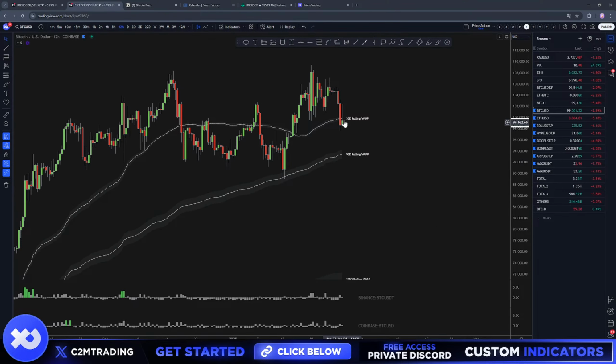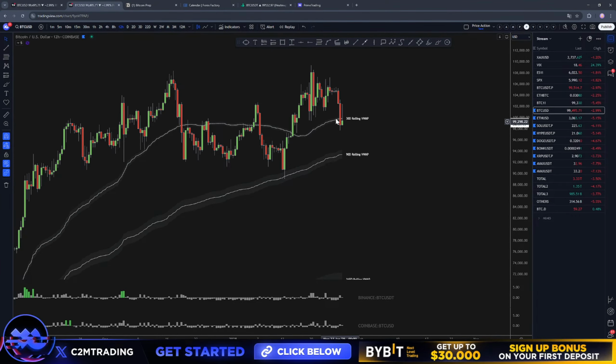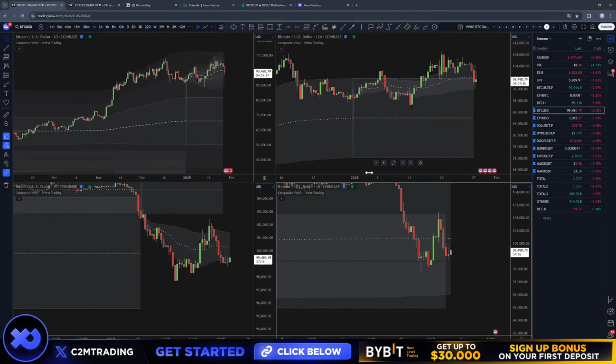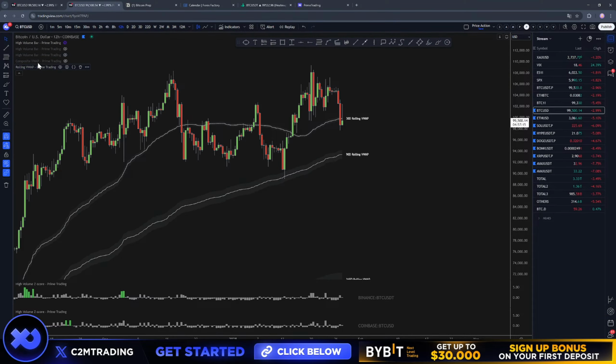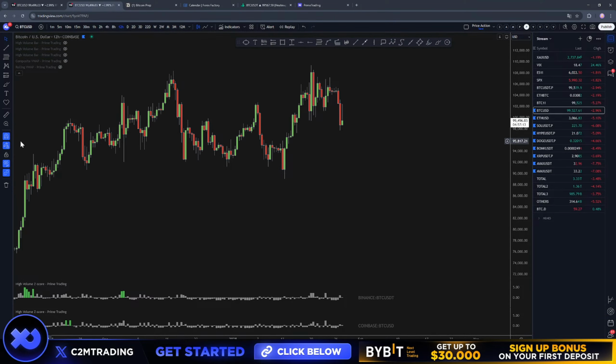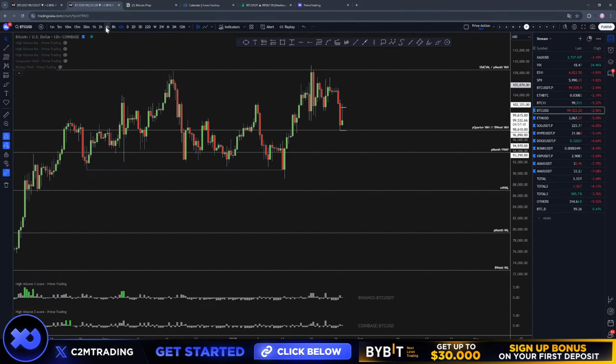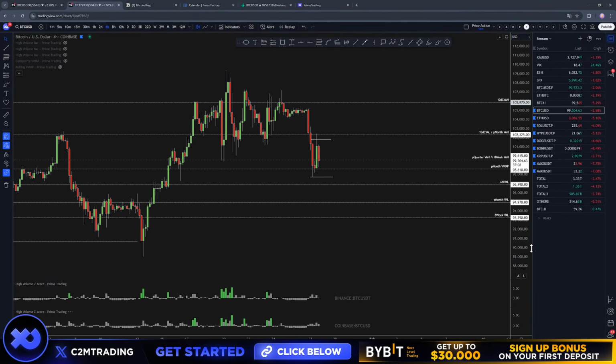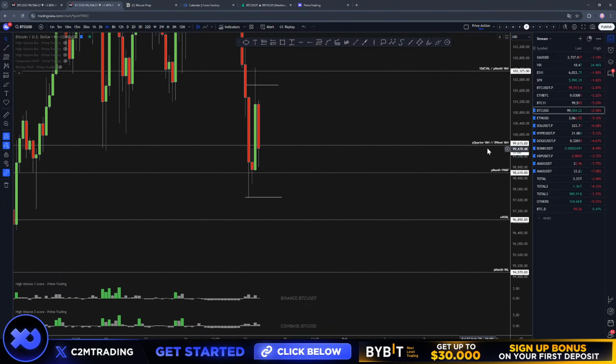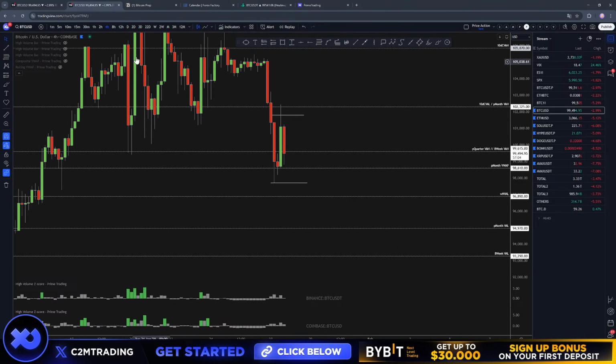So yeah, I think based on the rolling VWAP, based on the TPO, based on the quarterly, monthly, and the weekly values, it is going to be very important for Bitcoin to, let's get rid of all of the drawings real quick, it's going to be very important for Bitcoin to reclaim this previous quarterly value high and the 8-week value high.